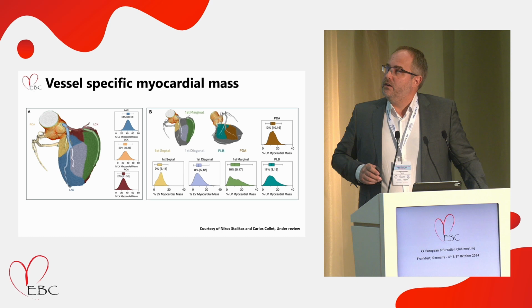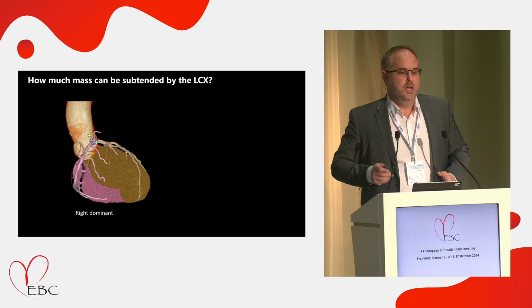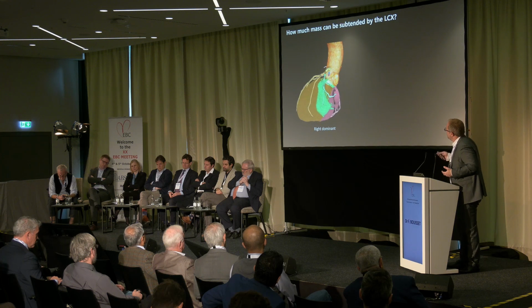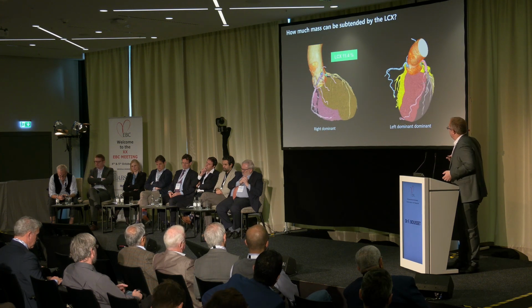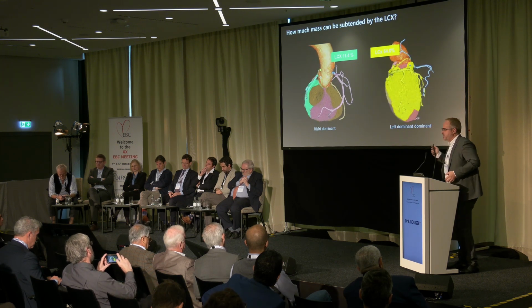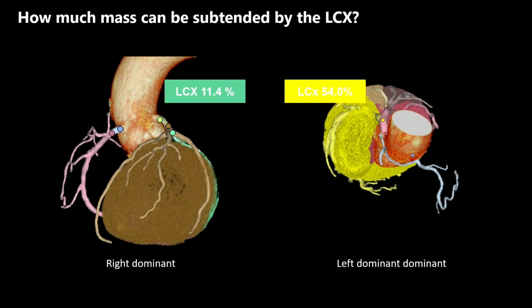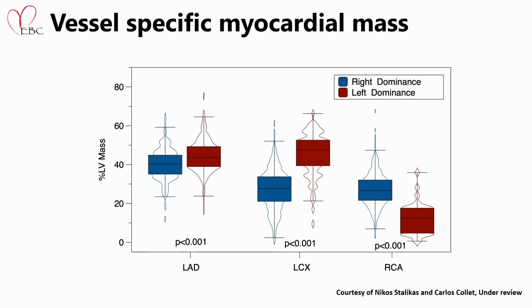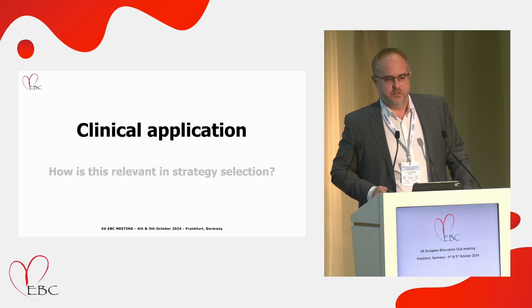Of course, what is very important in this mass distribution is the dominance. These are two extreme examples with a huge RCA and a small left circumflex. The circumflex in this case is 11% of the mass. And this is the opposite example, in which we have a left dominance with a circumflex which is 54% of the mass. So if you were to do left main PCI for those cases, maybe you would not consider them the same way, probably. This is to show that indeed the dominance has a huge impact, especially on left circumflex and RCA mass. That's obvious, of course.